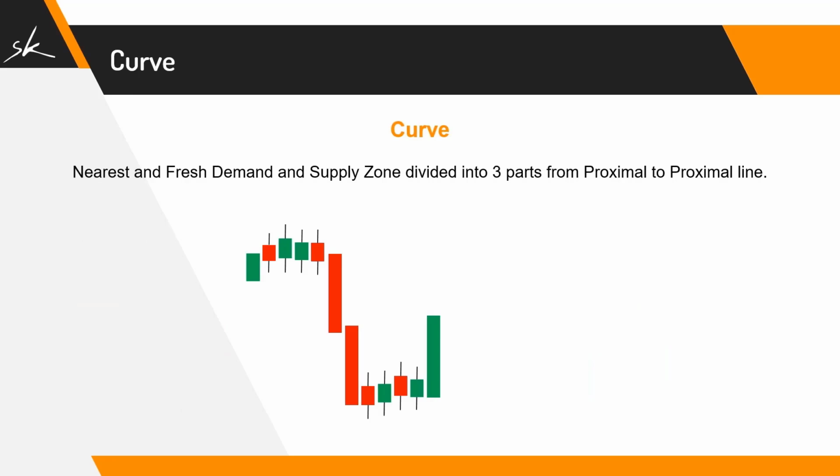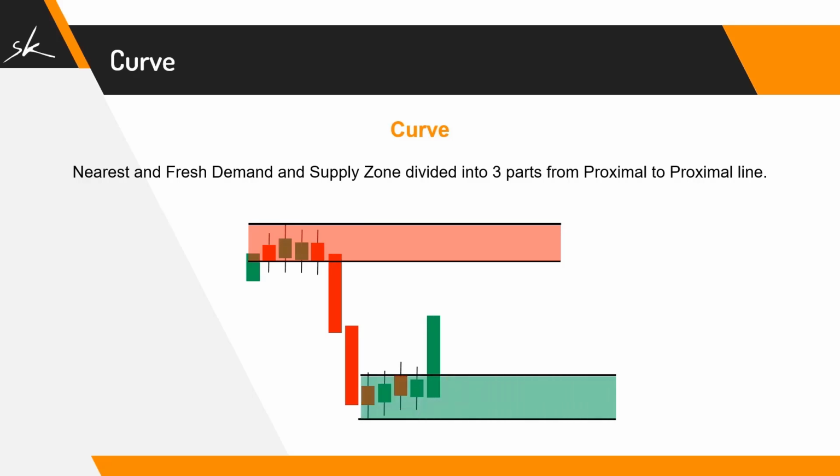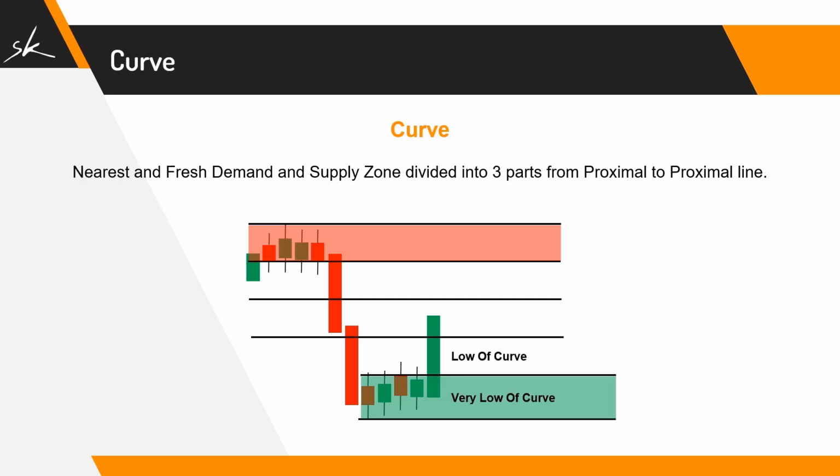How to do the curve analysis? On the higher time frame, we start from the current market price. We go up and find a fresh supply zone. Similarly, we go down and find a fresh demand zone. After identifying fresh demand and supply, we divide the area between the proximal lines into 3 equal parts. This completes our curve analysis. We have now identified 5 curve locations: very low of the curve, low of the curve, equilibrium or middle of the curve, high of the curve, and very high of the curve.